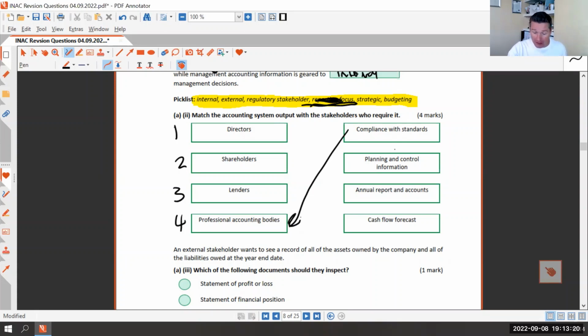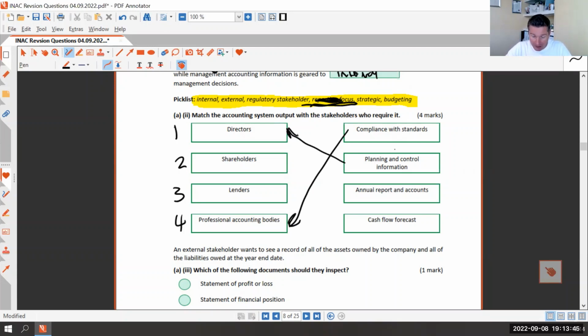Yeah, Paul is right. So planning and control information, that's going forward in the future. And control information is making sure everything's running right. That is the sort of thing directors would be interested in. Well, it's their job to maintain the smooth running of the business.